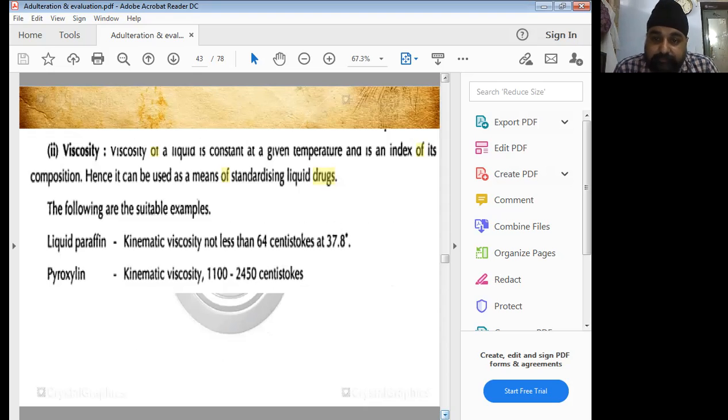Then viscosity. We also determine the viscosity of especially liquid drugs in order to standardize them. We can use various methods, various instruments which are called viscometers. Like for liquid paraffin, the kinematic viscosity, that is viscosity per unit density, should not be more than 64 centistokes at 37.8 degrees centigrade.